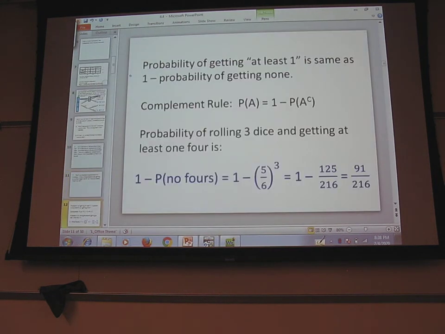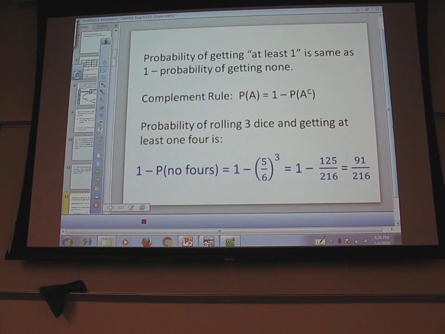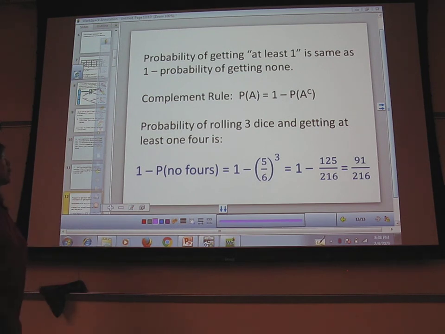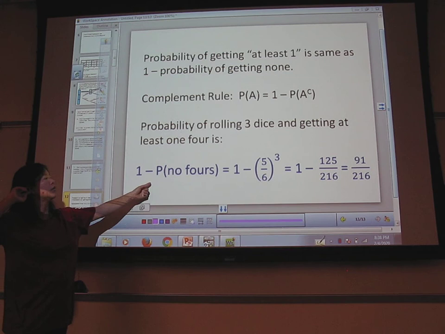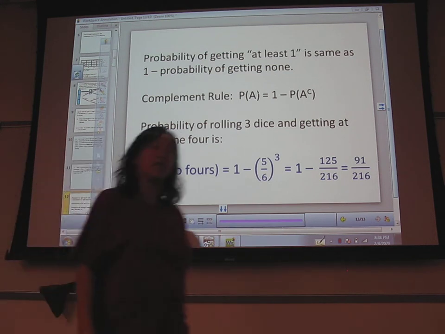Aha. So here, this is important. Why am I reading? Someone else can read. Janessa, go ahead. Probability of A equals 1 minus probability of A complement. That's a little C. Okay, keep going. Probability of rolling 2 dice and getting a 4 is 1 minus probability of no 4. Yeah, that's good. All right, so thank you.